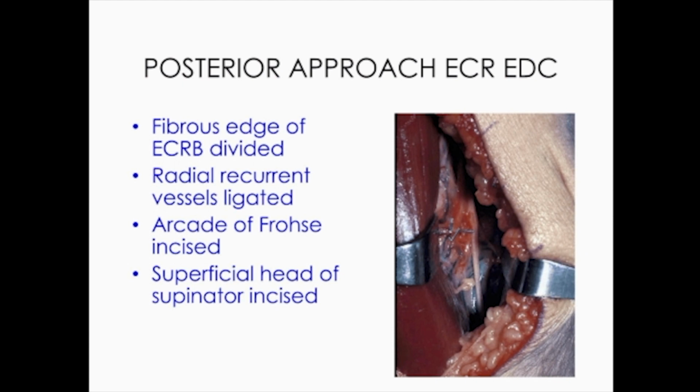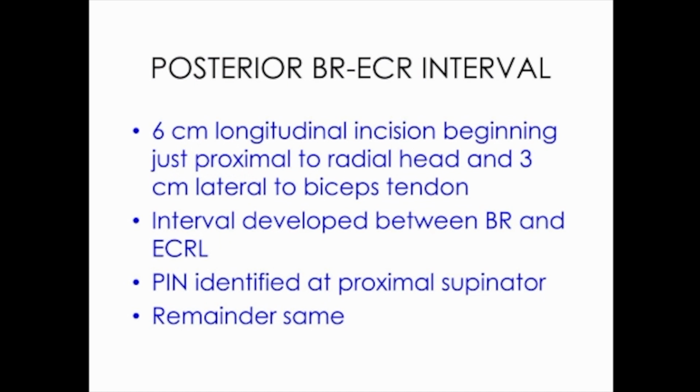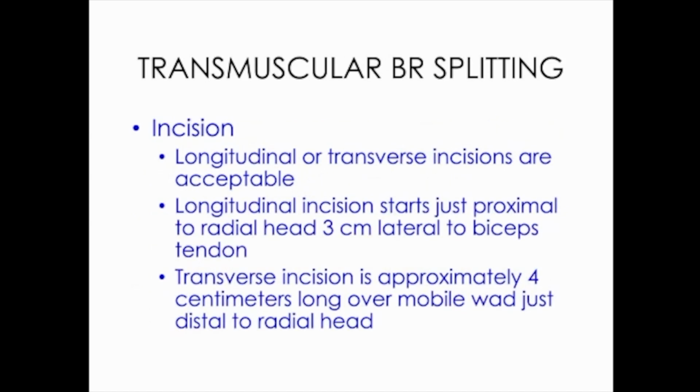You identify the fibrous edge of the ECRB. These vascular clips are on the radial recurrent vessels, which have been ligated. The arcade of Frohse is incised, and the superficial head of the supinator is incised. Another approach is through the brachioradialis-ECRL interval. It's a 6 centimeter longitudinal incision beginning just proximal to the radial head and 3 centimeters lateral to the biceps tendon. You develop the interval between the brachioradialis and the ECRL. The PIN is identified, and the remainder of the procedure is the same as the other posterior approach.